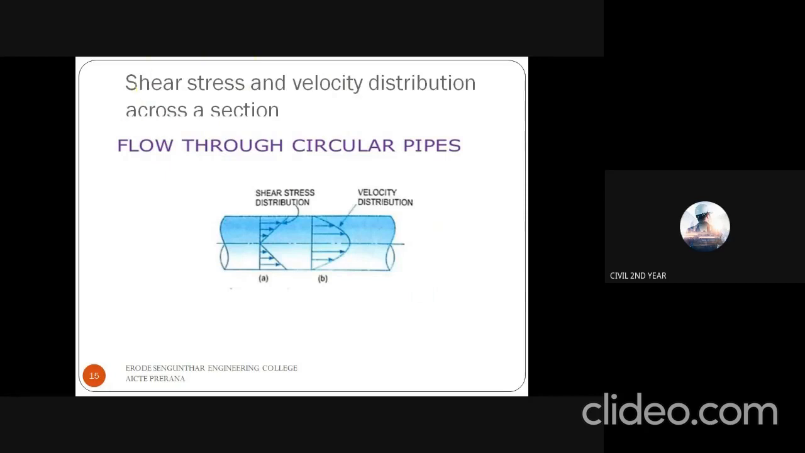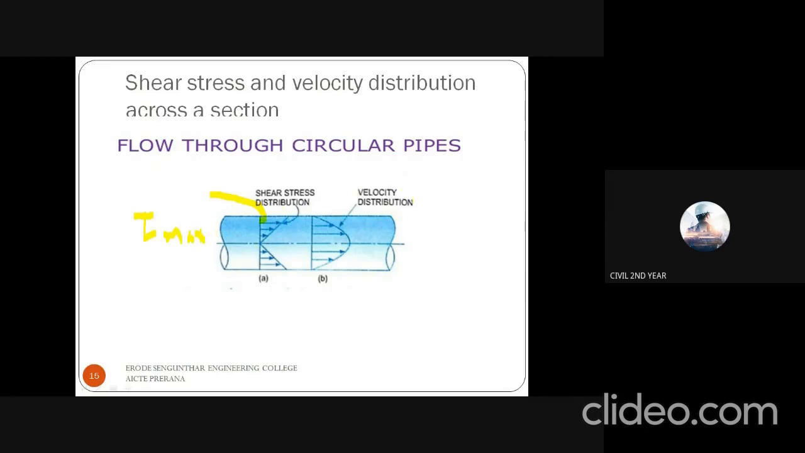We are going to discuss shear stress and the velocity distribution after considering the summation of all the forces. So the shear stress distribution is a linear one. At the center, shear stress will be 0, whereas at the end of the pipe wall, it will be maximum. So maximum at the pipe wall and 0 at the center of the pipe.